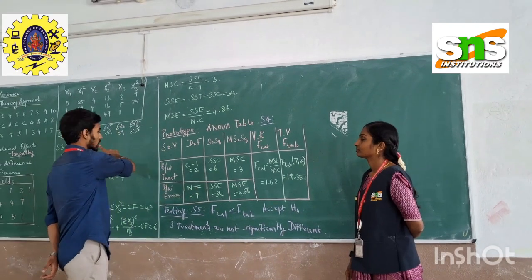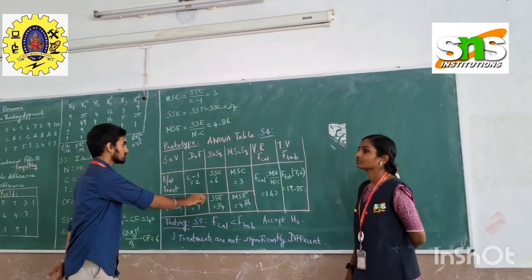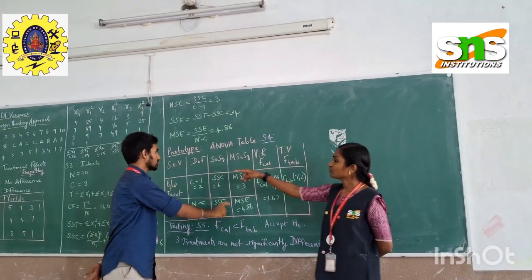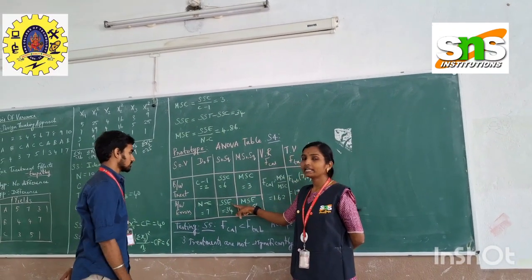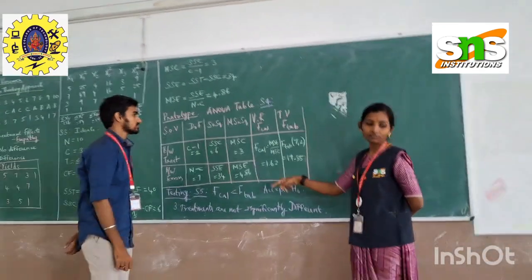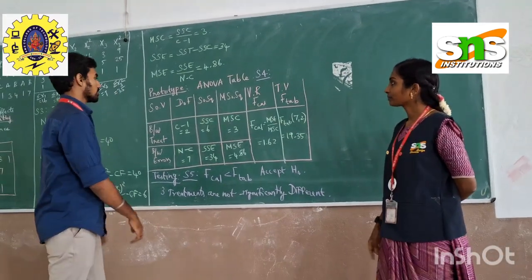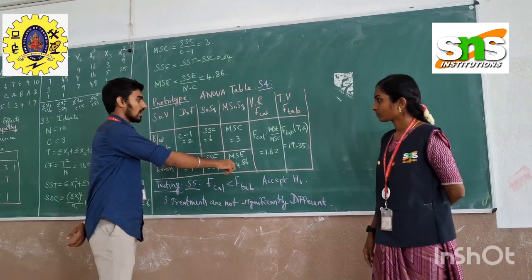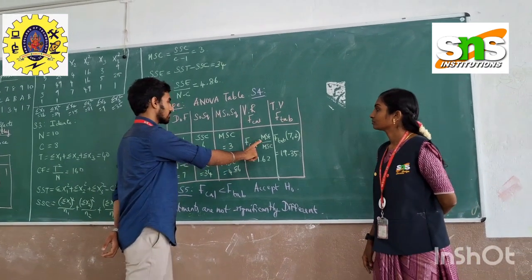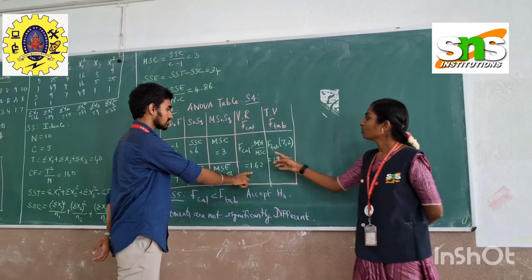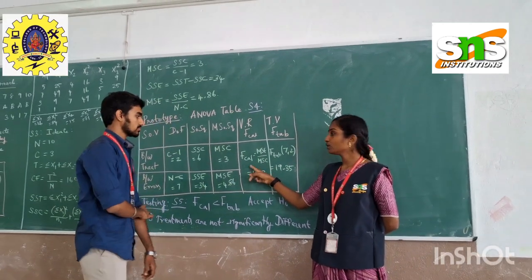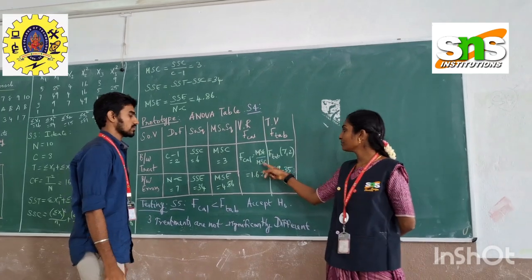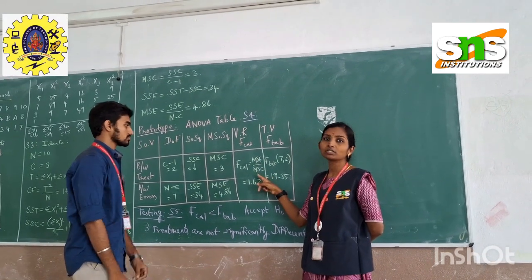We have already found N, and we know C, that is 7. In the ideation process we have already found SSC and SSE, so we just put those values here. Next, in the ideation process we have already found MSC and MSE. After that we want to find F calculated, that is MSC by MSE. How do we calculate F calculated? The bigger value goes in the numerator and the smaller value in the denominator. This is why we have put MSC in the numerator and MSE in the denominator.